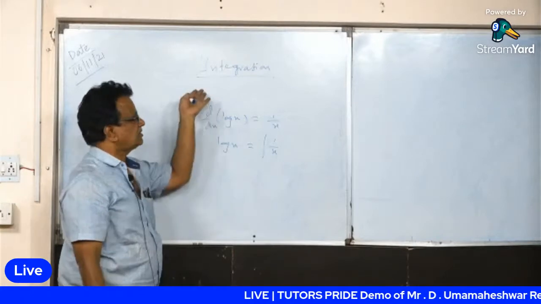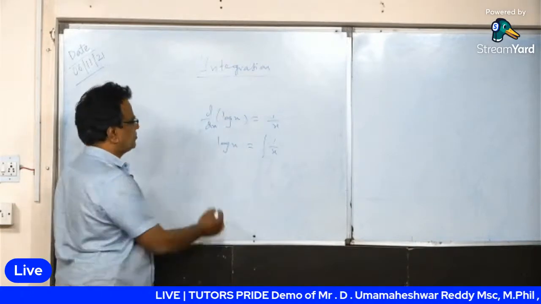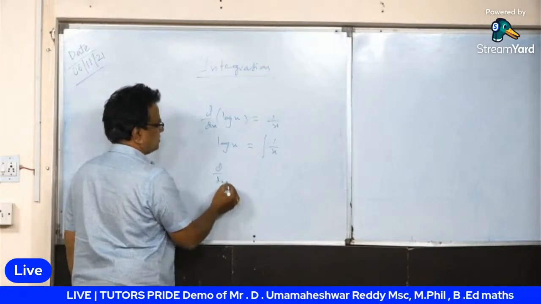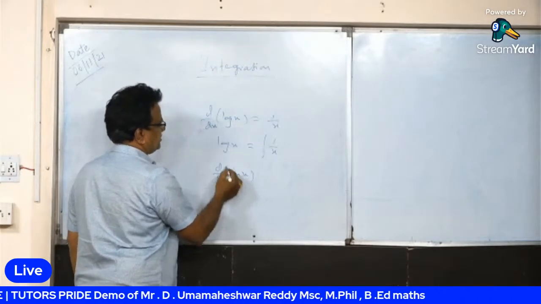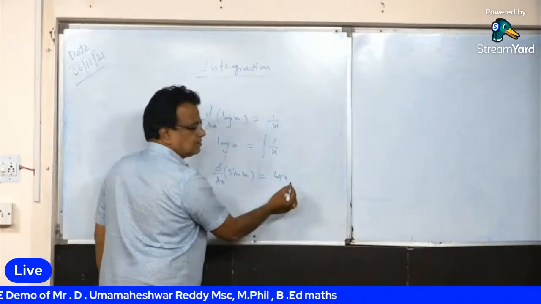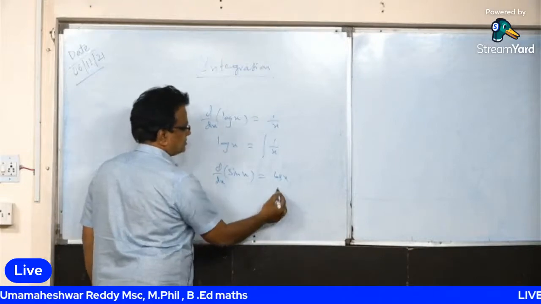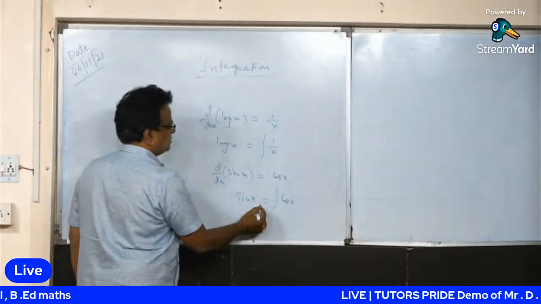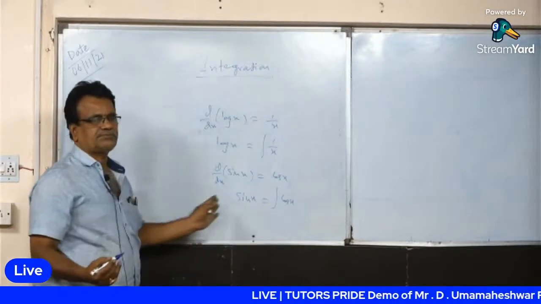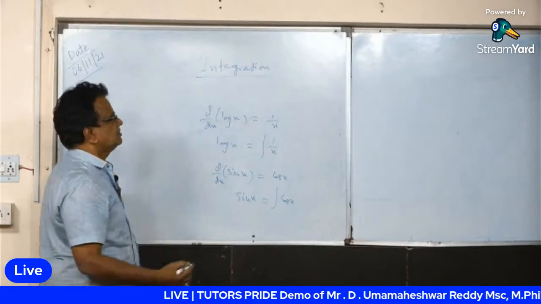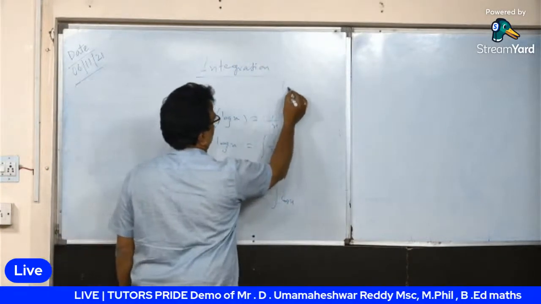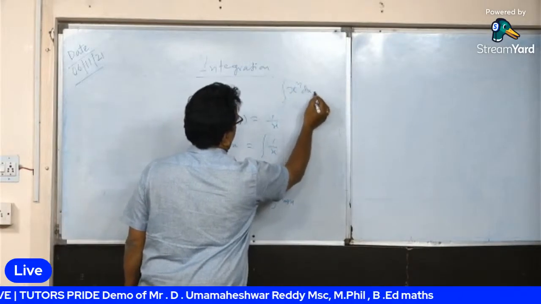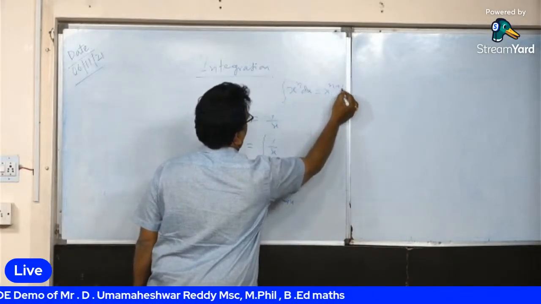So, what does integration mean? It is the antiderivative. d by dx of sin x is cos x. Integration of cos x is sin x. So, here it is just the antiderivative, the reverse of differentiation. There are some formulas here. Integration of x power n dx is x power n plus 1 by n plus 1.